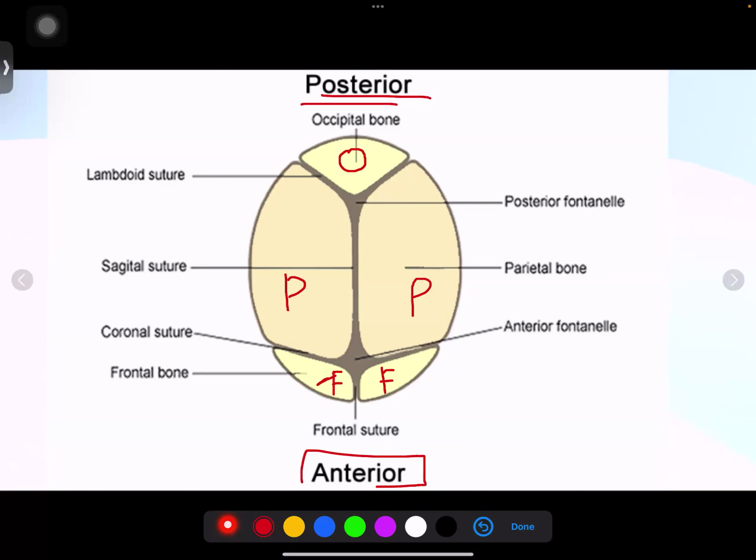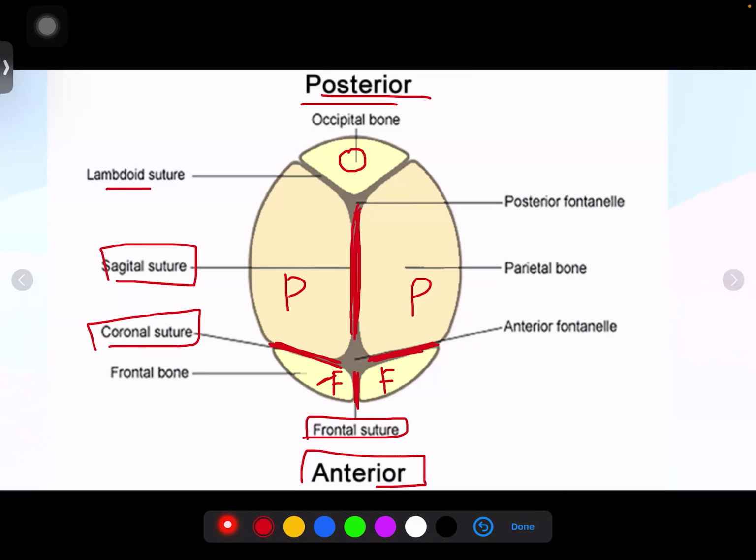So basically there are three sutures that are very, very important. First is the frontal suture, it's between the frontal bones. Second is the coronal suture, it's horizontally between the parietal and frontal bone. So these two are the coronal sutures. And then this midline between the parietal bones is the sagittal suture. And the lambdoid is always between the occipital and parietal bone. So this is the lambdoid suture.